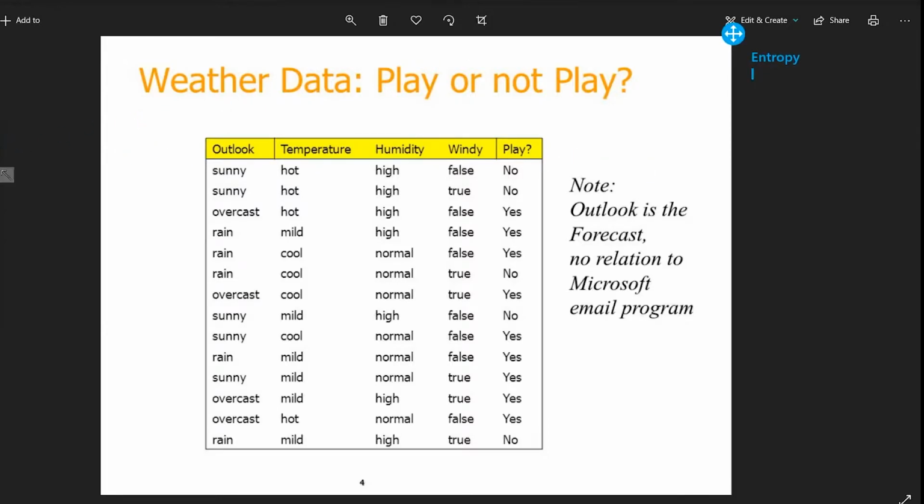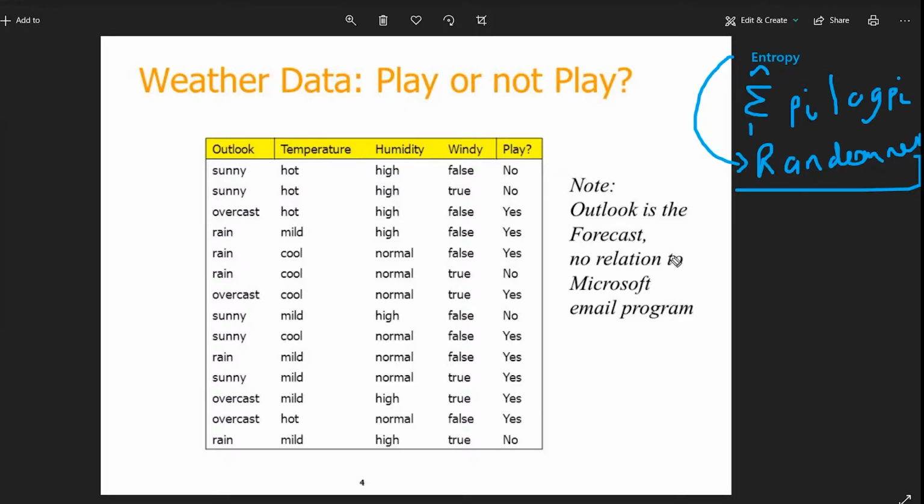So the formula for entropy is summation 1 to n, probability then log of probability, and entropy is nothing but randomness. So how are we going to calculate the randomness here?